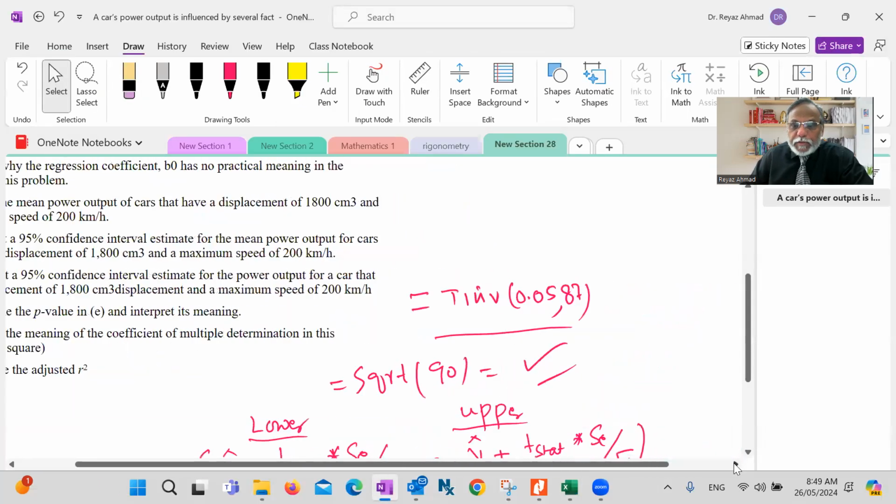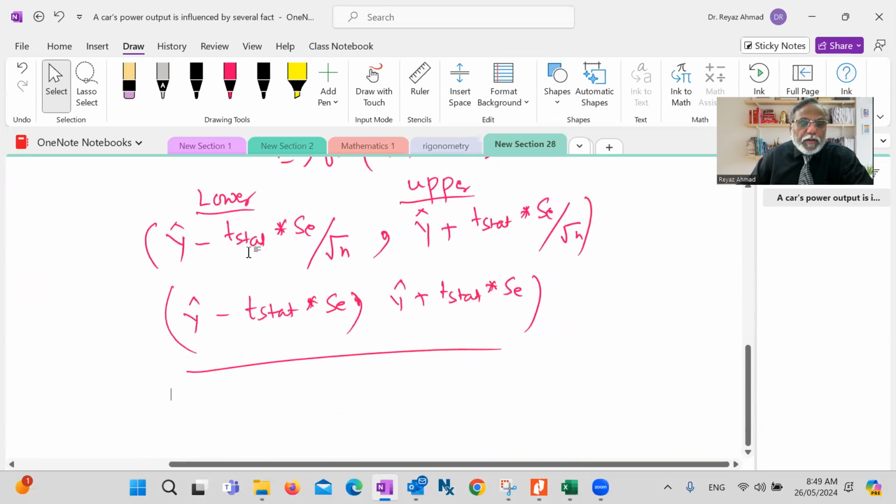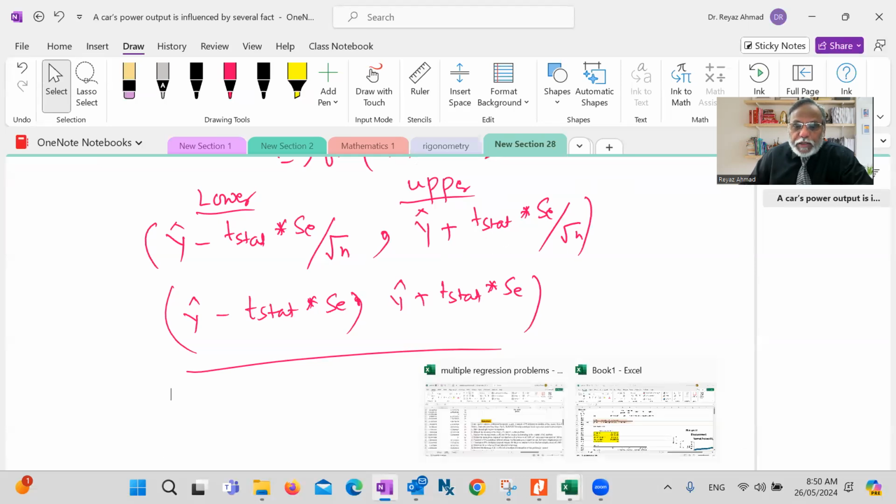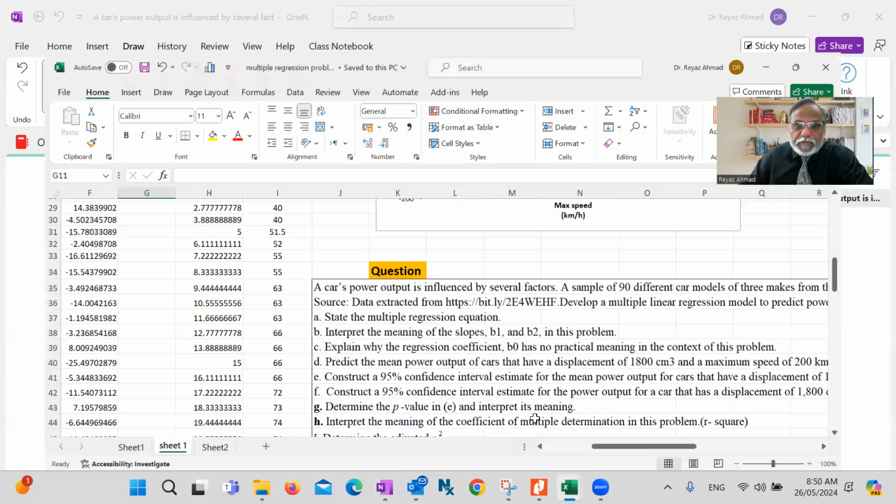Okay, Mark, the formula I will be using over here is this: predicted y minus t stat multiplied by standard error and divided by square root of n. Here a minus is for the lower and the plus is for the upper. So this formula I'm going to use over here.